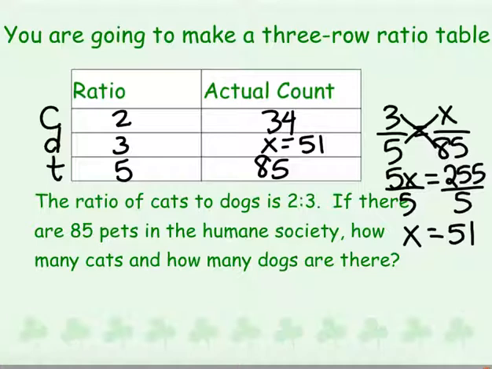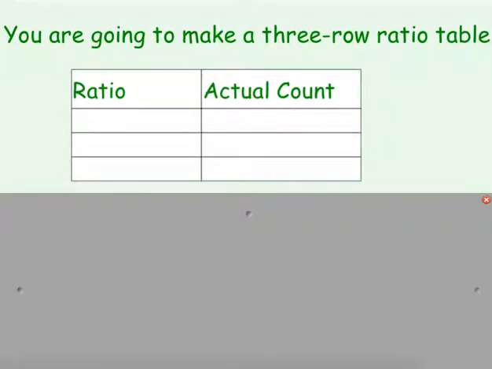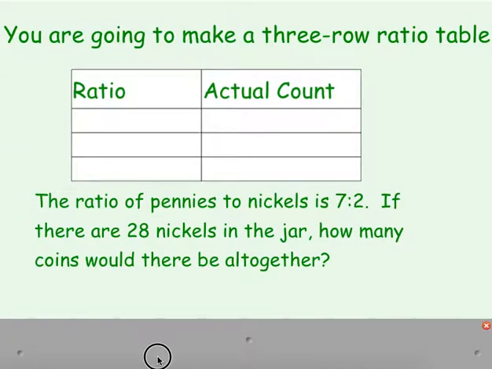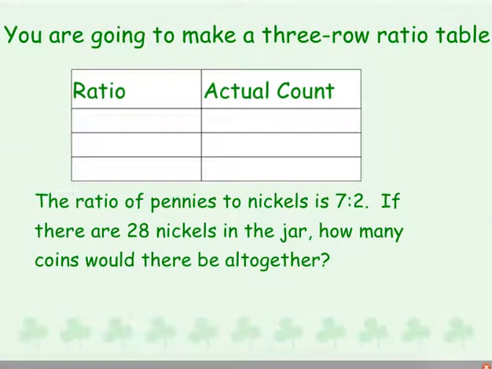Okay, and let's just do 2 more examples. The ratio of pennies to nickels is 7:2. If there are 28 nickels in the jar, how many coins would there be altogether? So let's try this. We have pennies, we have nickels, and we have total. So pennies to nickels is 7:2 for a total of 9. And we have 28 nickels.